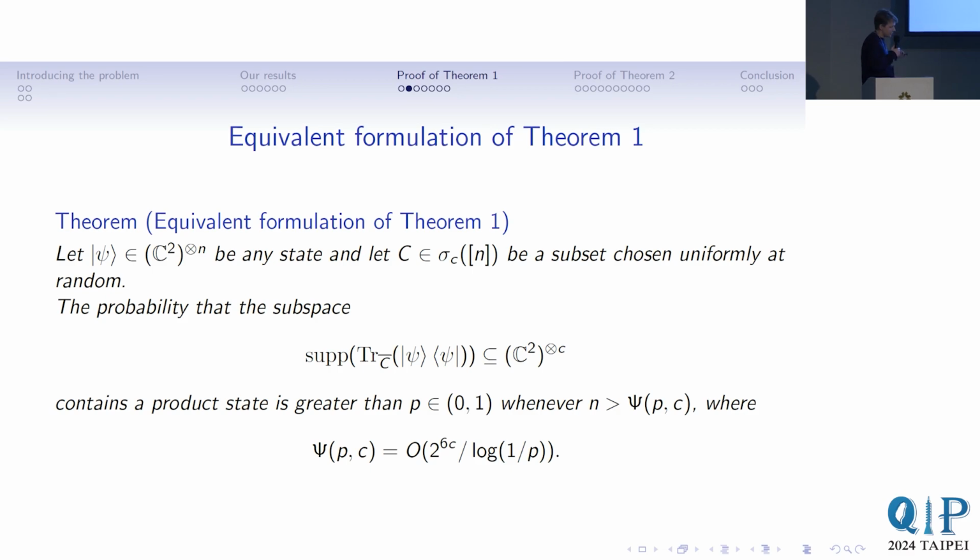And then you take the support of this density matrix. You can think of the support as being the span of the eigenvectors associated to non-zero eigenvalues of the density matrix. And this subspace is a subspace of the C qubit Hilbert space. And then you want to know whether this subspace contains a product state. So the probability that the subspace does contain a product state is greater than P whenever n is big enough. So you can rephrase a statement about local satisfiability as an equivalent statement about states. So we need to prove this statement about states.